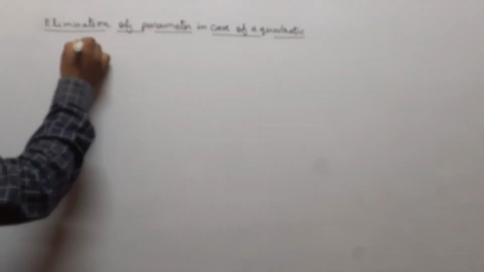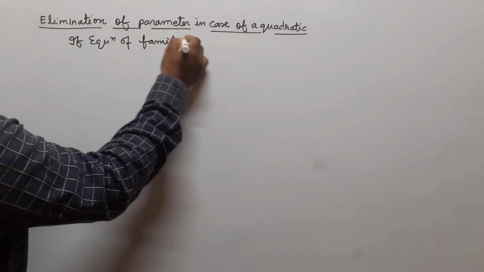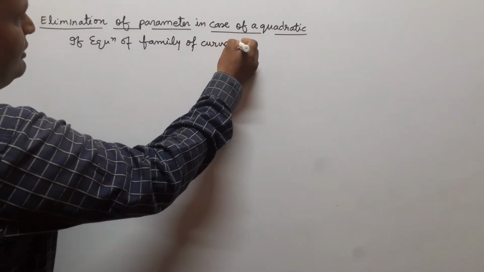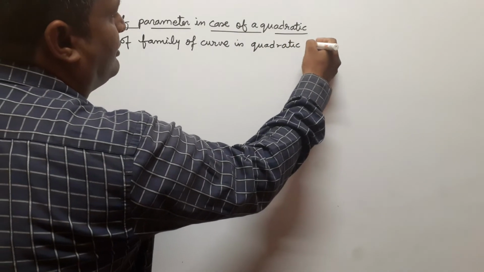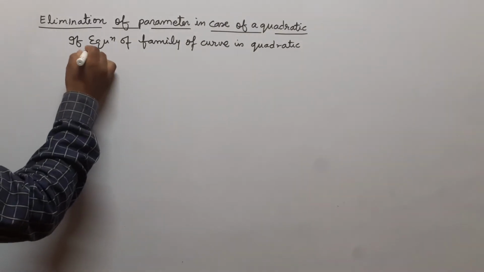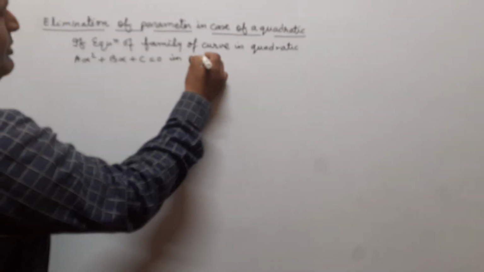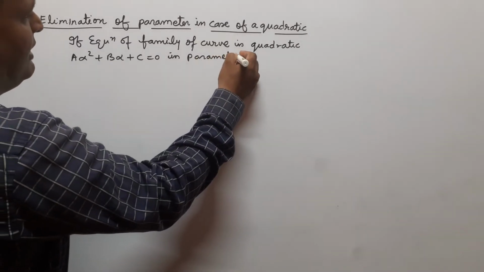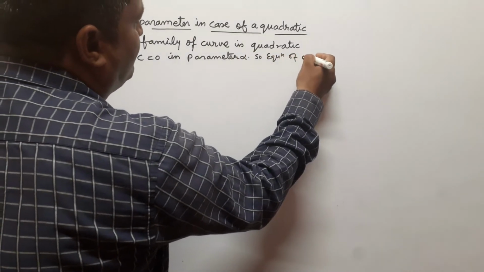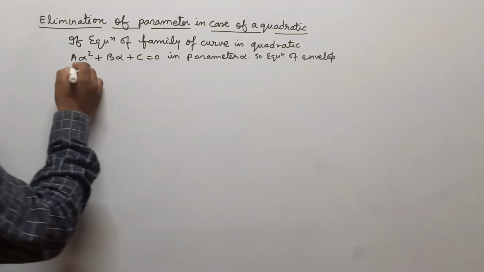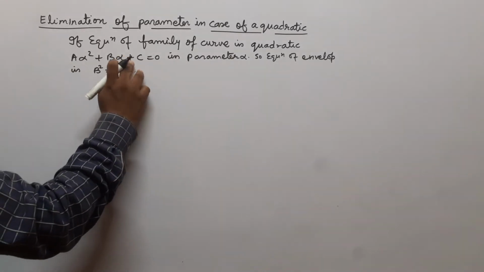If the equation of family of curves is quadratic, a alpha square plus b alpha plus c is equal to 0 in parameter alpha, so the equation of envelope is b square is equal to 4ac.